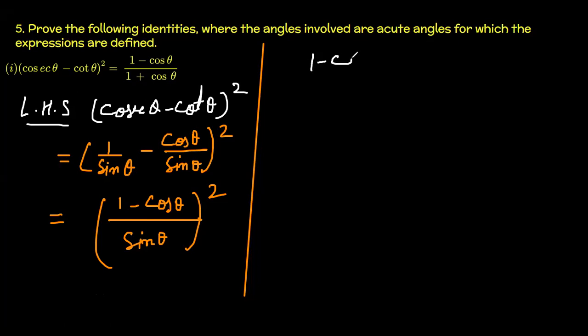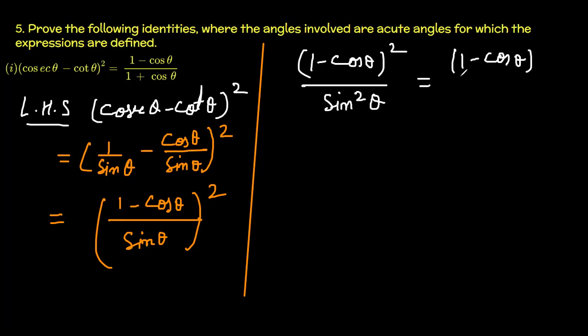So it means 1 minus cos theta whole square divided by sine theta whole square, and sine theta whole square means sine square theta. Now we are going to use the identity sine square theta plus cos square theta equal to 1. Using that, we can write 1 minus cos theta whole square as it is, and in place of sine square theta, we are going to write 1 minus cos square theta.